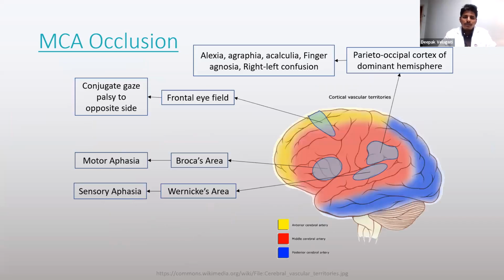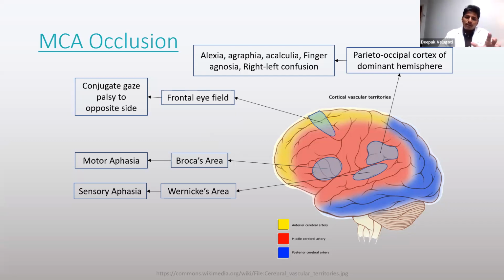The other areas over the superolateral surface of the brain that get involved in middle cerebral artery occlusion are the speech areas. In Broca's area, the patient develops motor aphasia, where the patient is able to comprehend language and understand what's written on paper, but won't be able to speak properly. In Wernicke's area, the patient develops sensory aphasia, where the patient is unable to comprehend language and unable to read, and they have fluent speech.